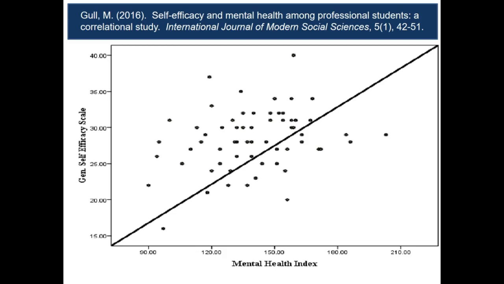Let's do one more multiple choice quiz question related to data from Goal's 2016 study on self-efficacy and mental health among professional students. This scatter graph shows the data points for the 100 students who participated in this study. They each completed a mental health index and a scale that measured general self-efficacy. Self-efficacy is the degree of belief one has in one's ability to achieve their goals. You can see that there is an upward data trend, but there is quite a bit of scatter.